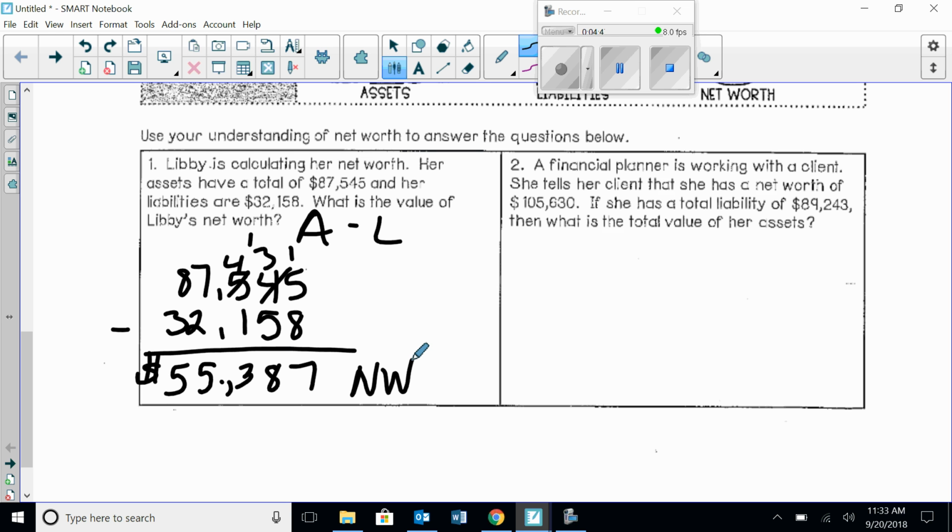Sorry. So we know that she has a net worth of $105,630, and we've got liabilities of a little bit over $89,000. Okay, so this one's a little bit different than the one we just did. We're still going to go back and note that our assets minus liabilities equals our net worth.